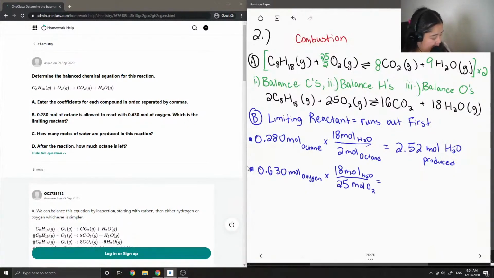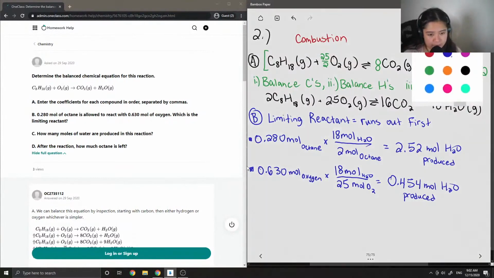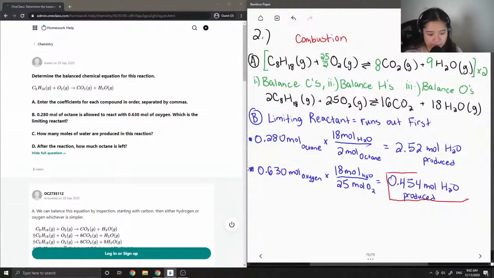And if we do this calculation, then you'll notice that only 0.454 moles of H2O is produced. And since it is less than how much the octane produced, then we can say that oxygen is our limiting reagent.